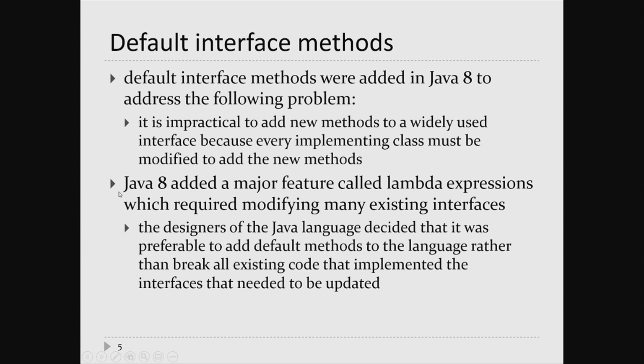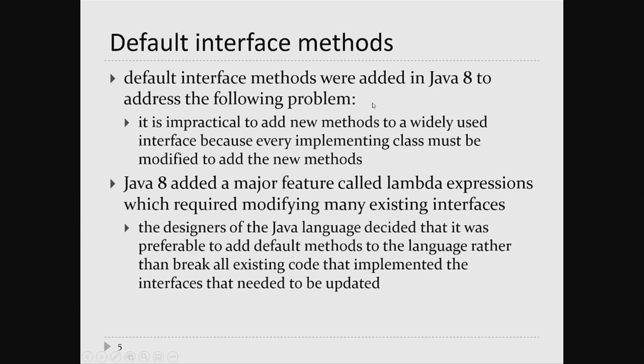Now, the problem is Java 8 added a huge feature to the language. There's something called lambda expressions that we don't talk about in this course. But it was a significant addition to the language and that required modifying many of the existing interfaces. So now you have this problem. You want to add some new feature to the language, but you have to modify a bunch of interfaces to add this feature. I can't modify the interfaces without breaking everybody else's code.